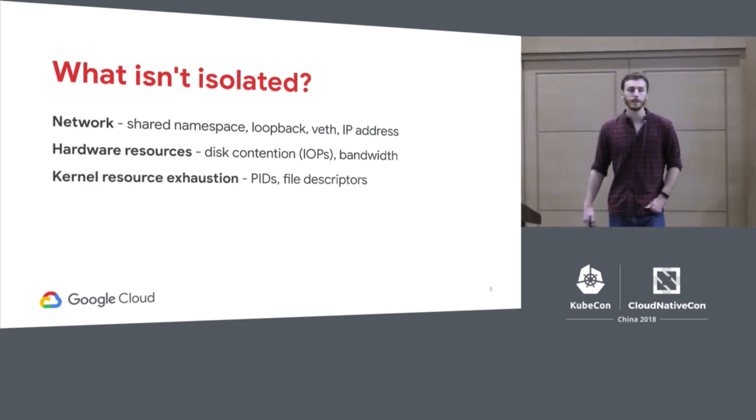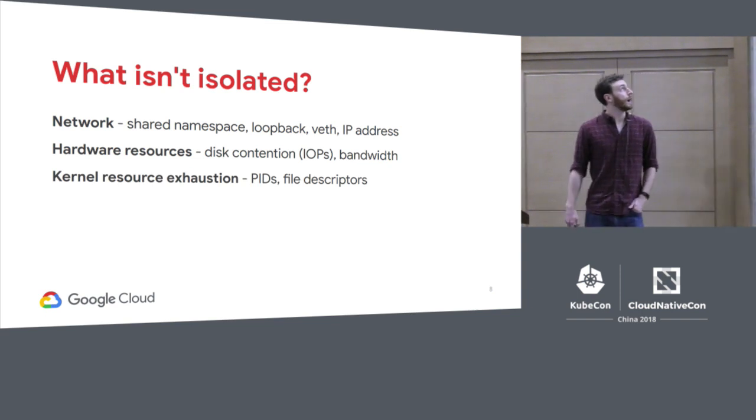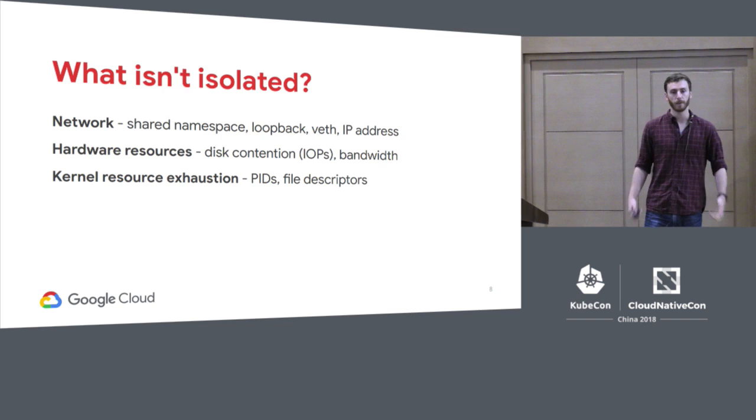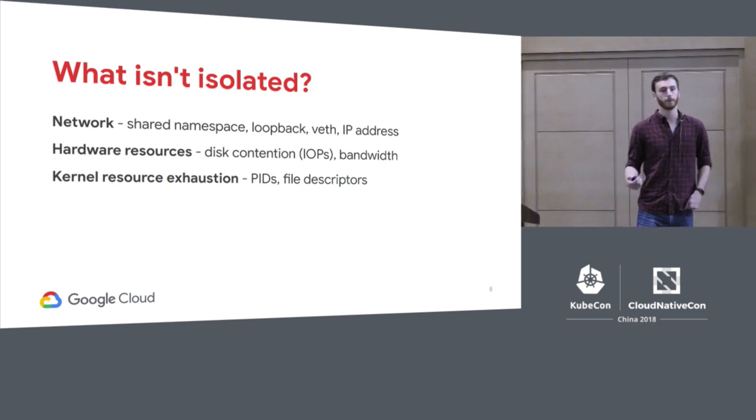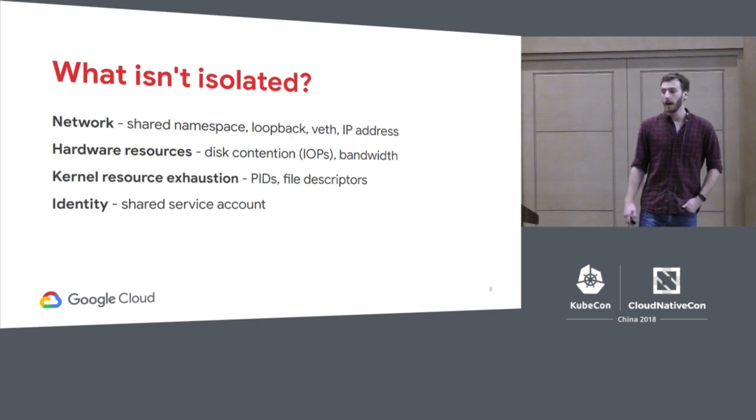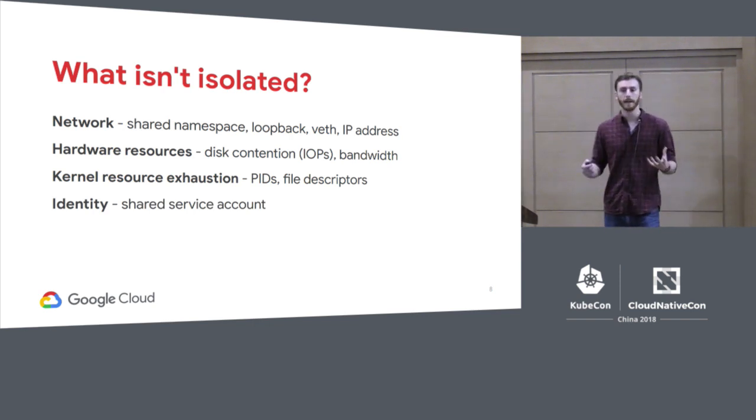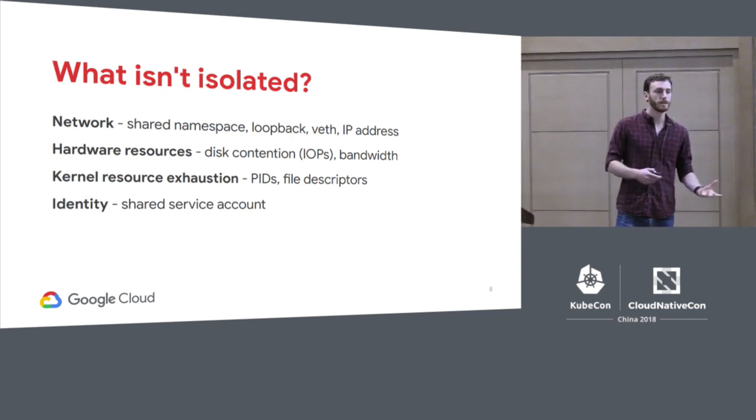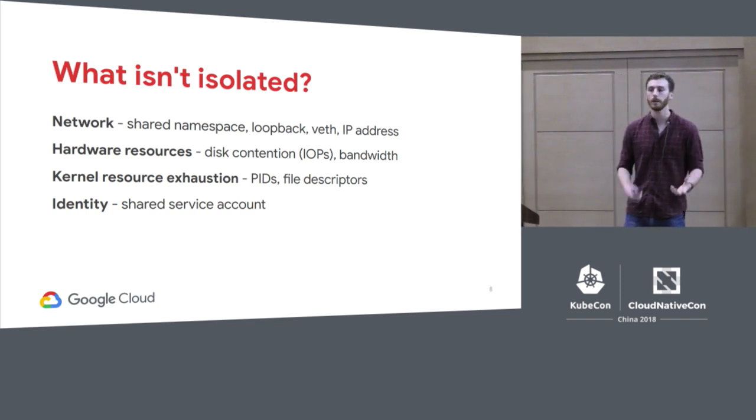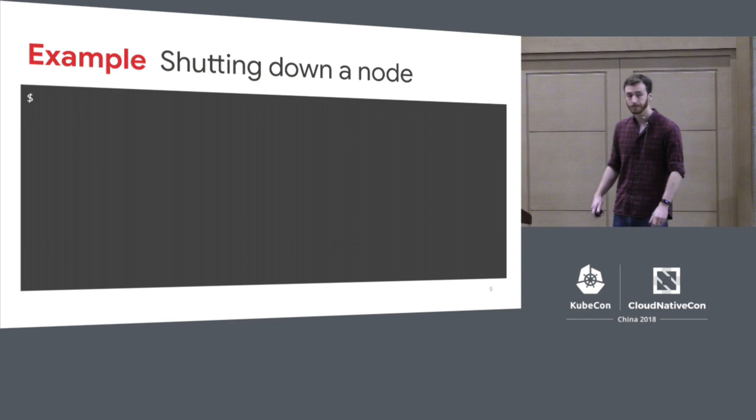Another one is kernel resource exhaustion. Although we have a PID namespace, it's still possible to run out of process IDs through things like fork bombs. We'll see an example of that in a second. And lastly, identity is typically bound to pods. It is possible to have separate identities per container, but it's not typically done.